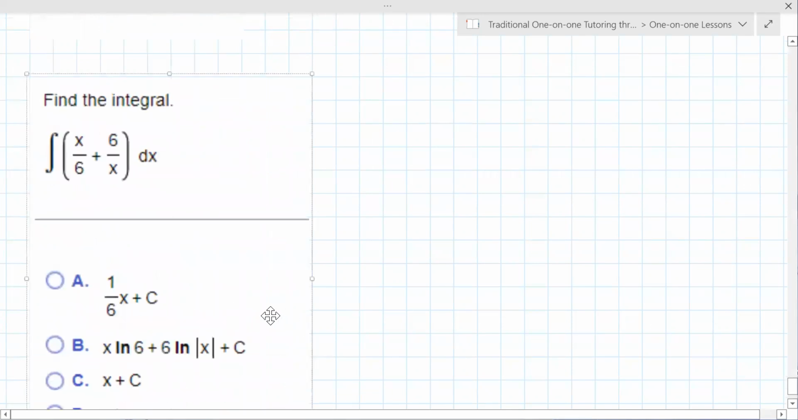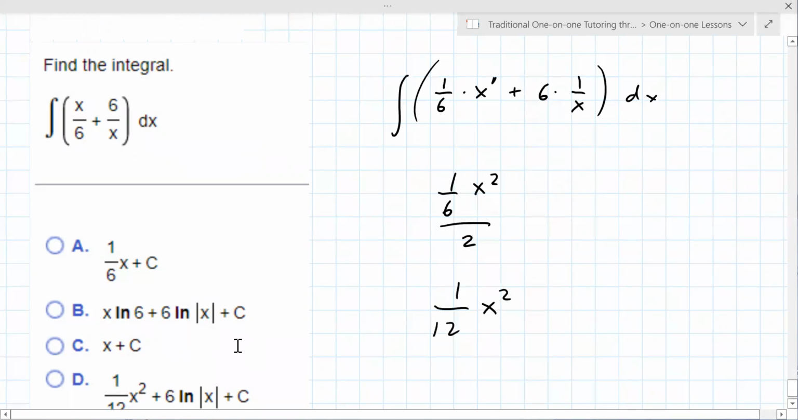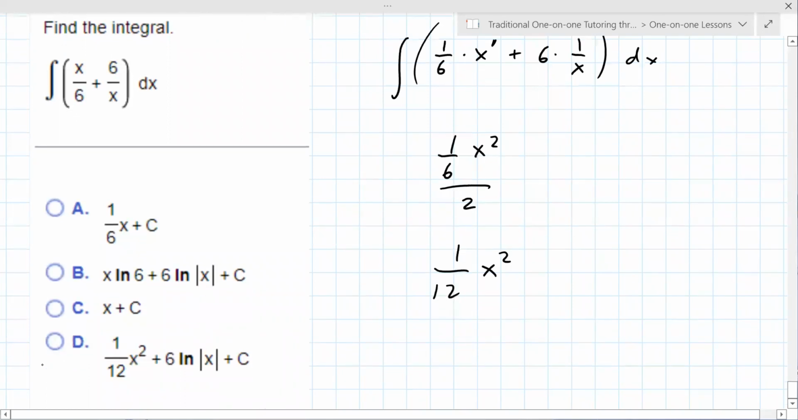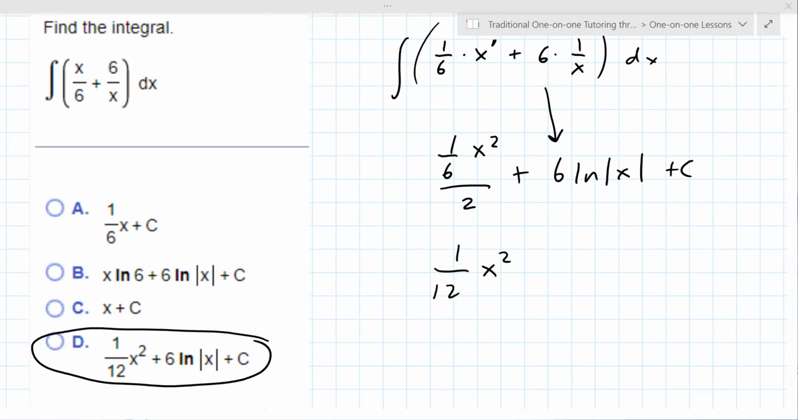All right, find the integral. So rewriting this would be slightly helpful here. It's 1/6 times x plus 6 times 1 over x dx. So the first one is power rule. It's 1/6 x squared over 2, which gets you to 1/12 x squared. And that basically gets you down to answer C. But the next one, 1 over x, is the natural log of the absolute value of x, and that 6 just comes with it. But it's that first one that really helps you to differentiate between the answers.